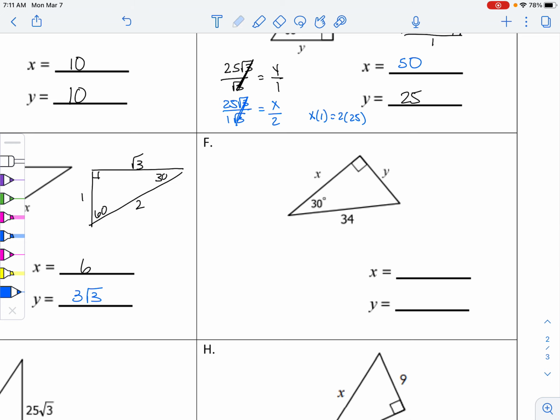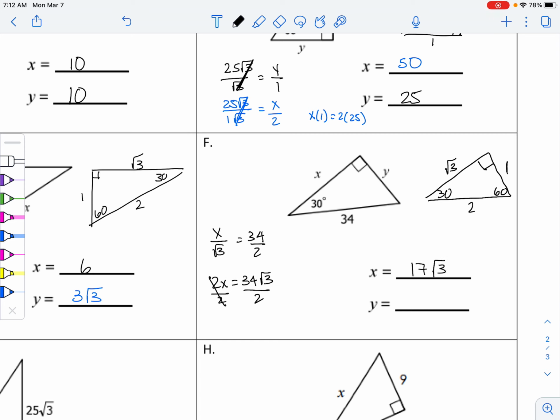Question F. Draw my orientation. This is 30, so this must be 60. Across from 30 is 1. Across from 60 is square root 3. Hypotenuse is 2. Set up my ratios. X over square root 3 equals 34 over 2. I would have 2x equals 34 square root 3, divide both sides by 2. And x is going to come out to be 17 square root 3.